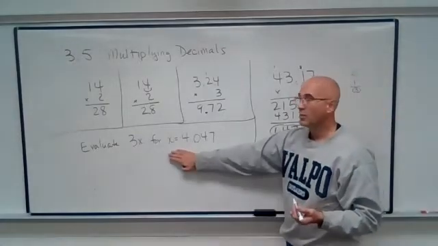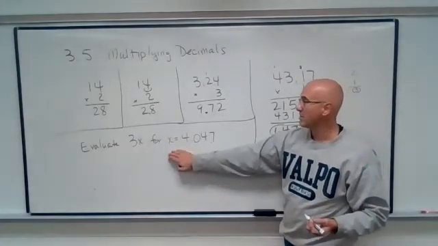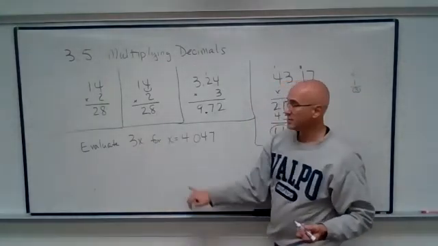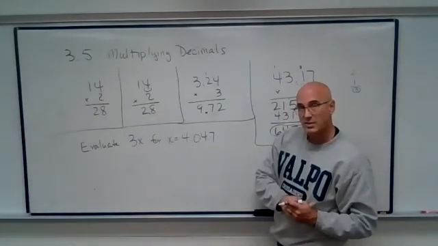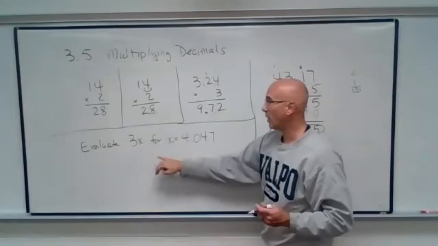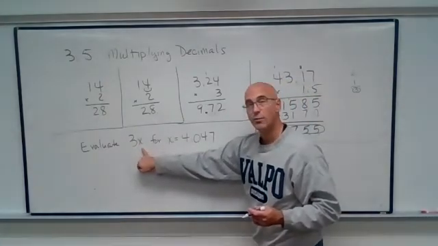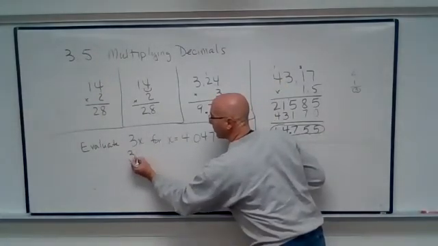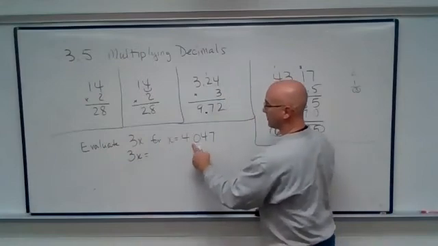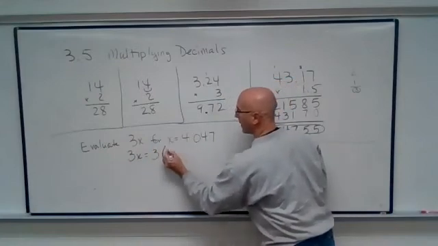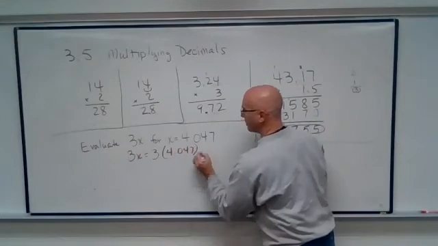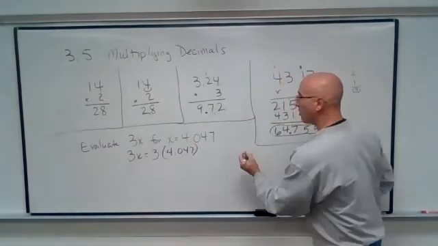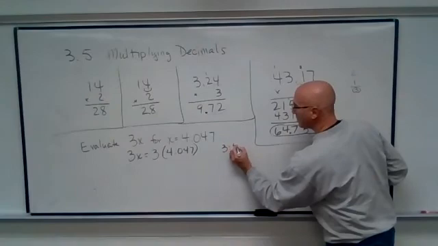And finally, we will be evaluating algebraic expressions for a certain value of our variable. Here we have: evaluate 3x for x equals 4.047. If we remember, 3x is short for 3 times x. So we write 3x, and now we're going to substitute this in. 3 times 4.047. I chose to write this using parentheses. You could also write it with the multiplication dot.